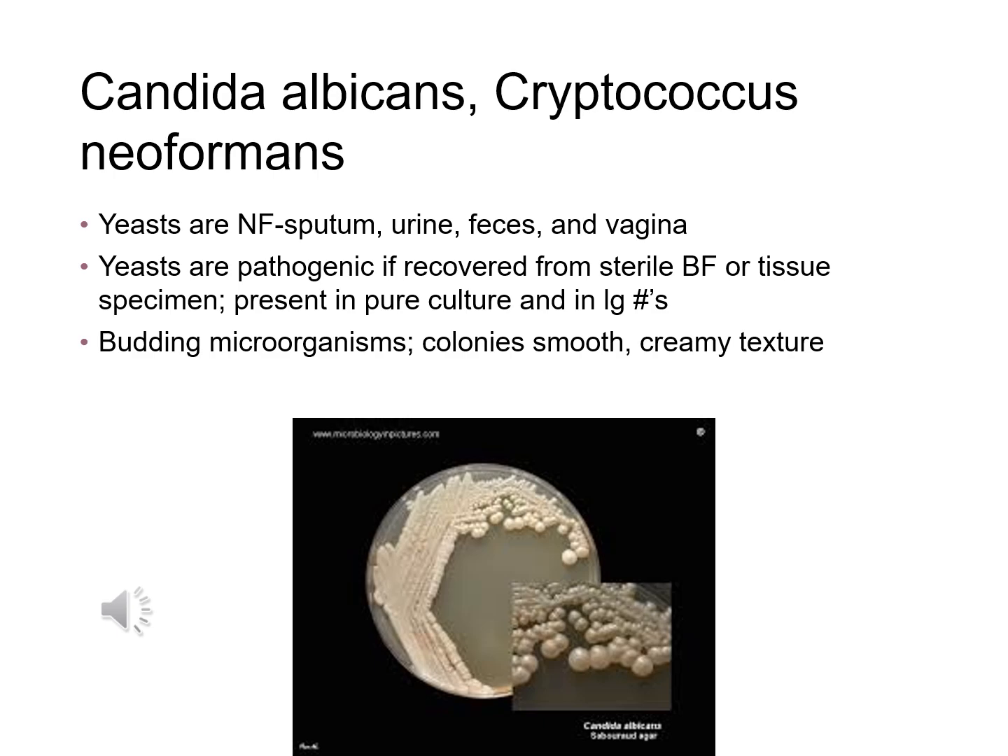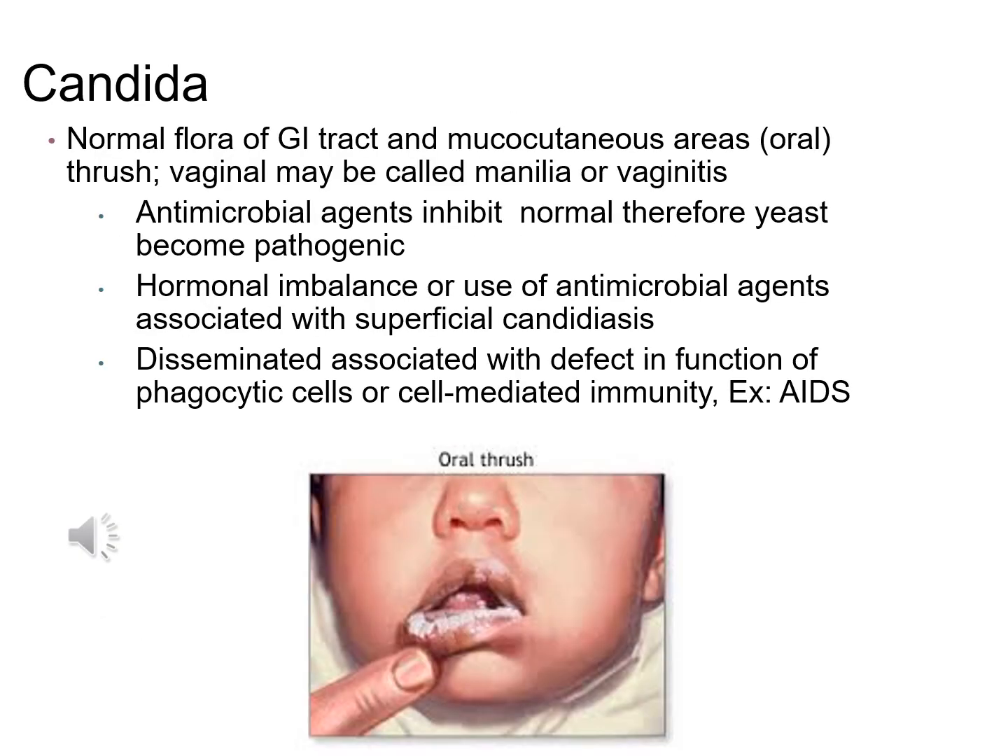They are budding organisms, and growth on agar will be colonies that are smooth and have a creamy looking texture to them. So Candida is normal flora of the gastrointestinal tract and the mucocutaneous area of the oral cavity. It will cause thrush if the balance is off in the mouth, and women do have vaginal yeast infections, called moniliasis or vaginitis.